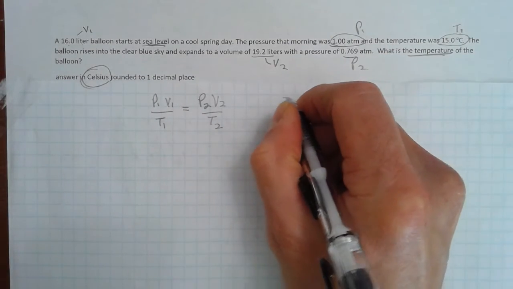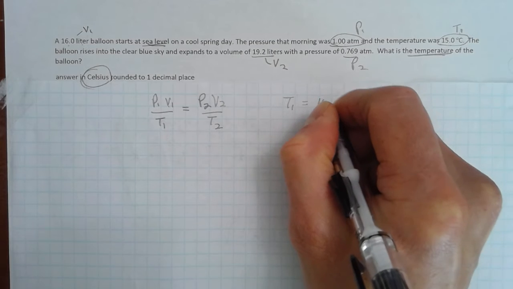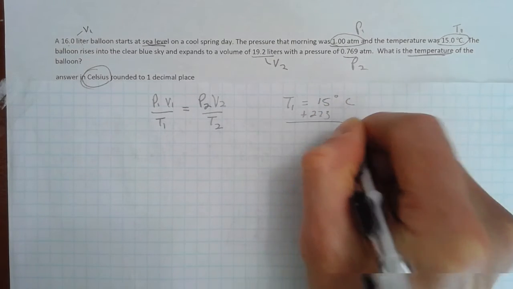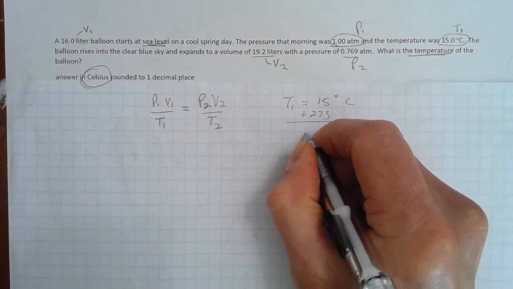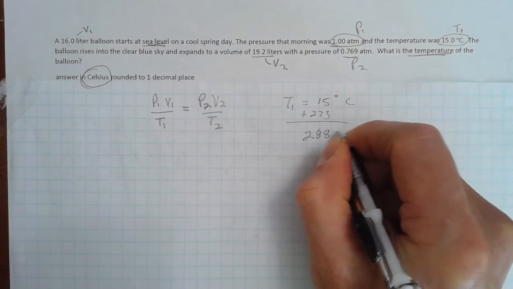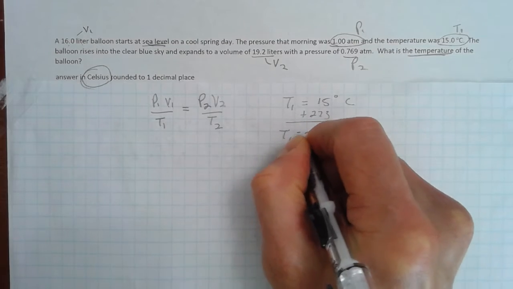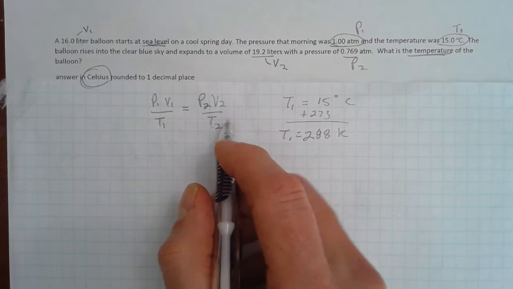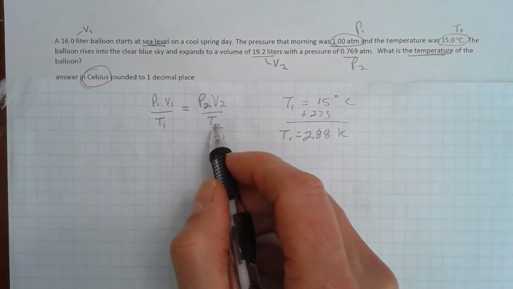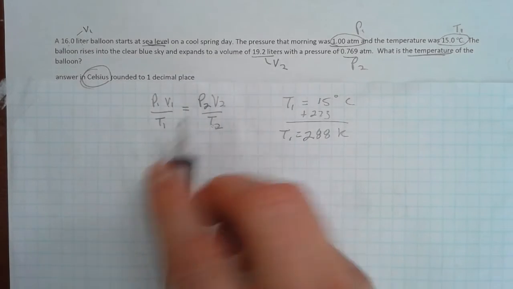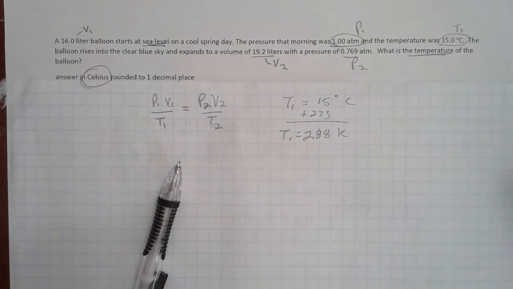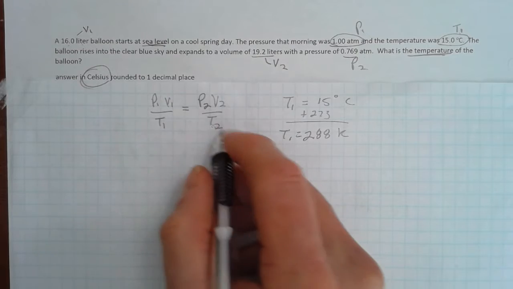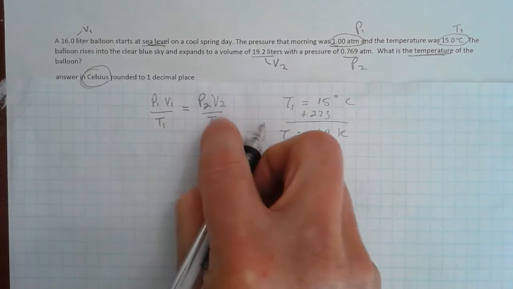So we got to change this T1. It's 15 degrees Celsius, but we got to add 273 to make that Kelvin. So that's 288 Kelvin is temperature 1. Now what I want to find here is temperature 2. So temperature 2 is on the bottom over on this right side, but it needs to be up on top. So I'm going to cross multiply that over to here, and so I'll get the T2 over here.